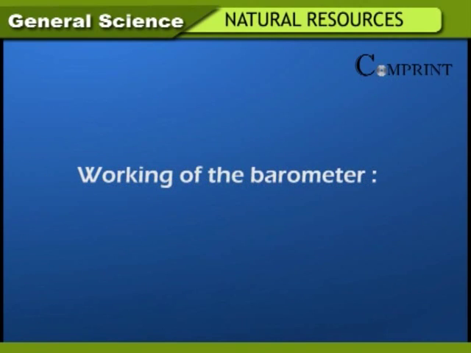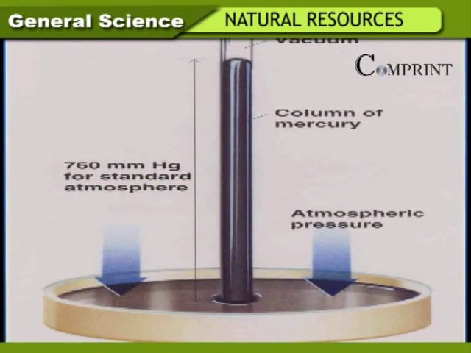Working of a barometer. The pressure exerted by the atmosphere on the surface of the mercury in the trough is equal to the pressure exerted at the same level in the tube. That's why the height of 76 centimeters of mercury column is equal to the atmospheric pressure. Because of this, the height of mercury is used in measuring the atmospheric pressure.